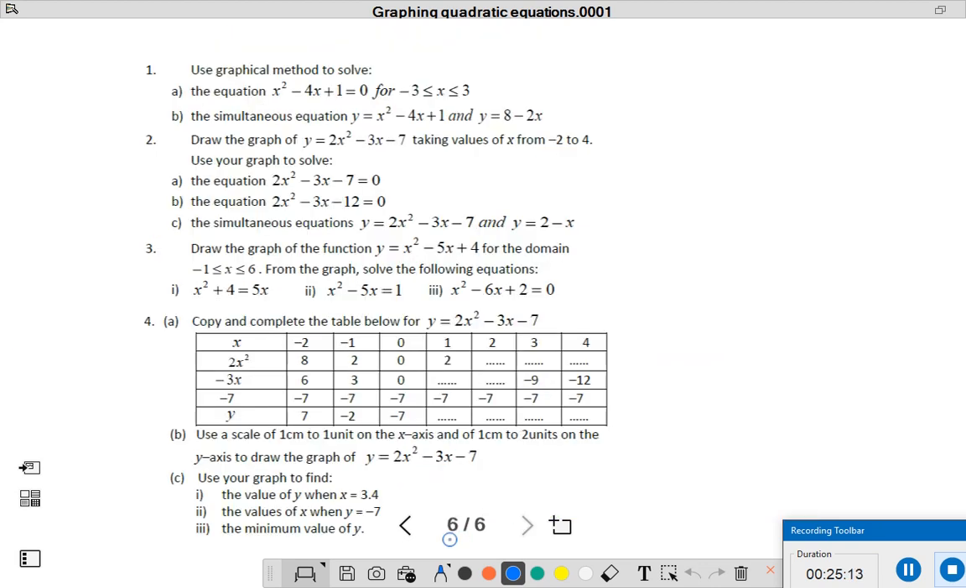Now we have these questions. Try out. This is our exercise. Try to do it. You can see that we have the curve here and the straight line, the one we have just completed. We have here use a graphical method to solve. Now this is just a curve. Get the values of x from -3 to 4. So it is very easy.